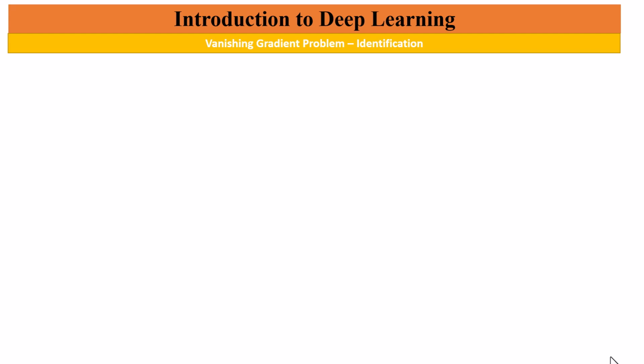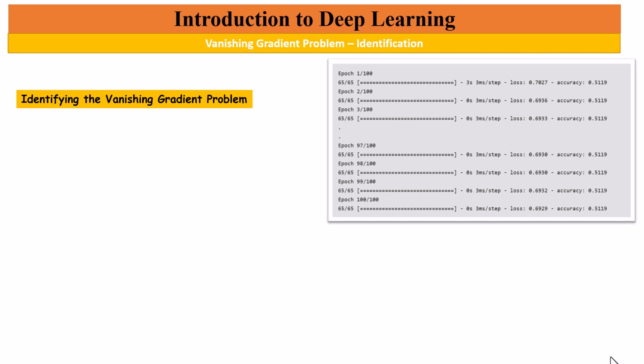In this section, we will explore two examples to help identify the vanishing gradient problem. In the first case, observe this figure generated using Keras, a deep learning library. It shows the training progress of a model over 100 iterations, known as epochs. Despite repeated training, the loss remains nearly constant, and the accuracy stays around 51%, which is close to random guessing. This lack of improvement strongly suggests that the model is not learning effectively, a common indication of the vanishing gradient problem.